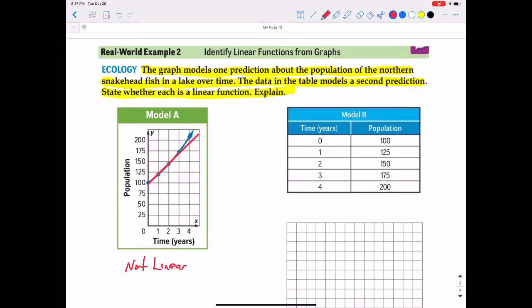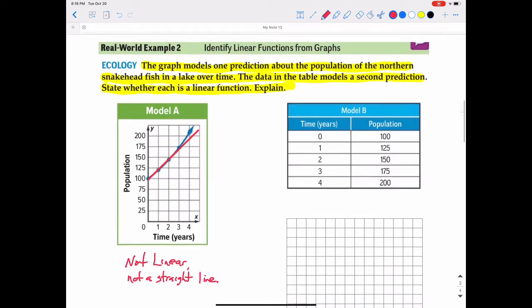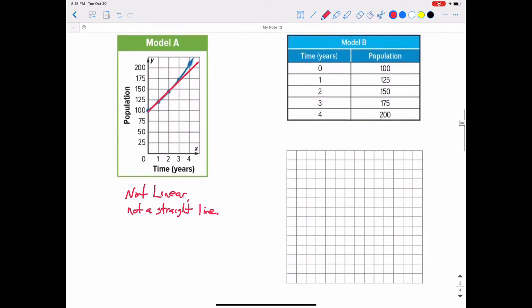And the reason it's not linear is you can see in the graph it is not a straight line. In the blue module B, we have a table, so let's just graph that in the coordinate plane down here below and see if it's going to be a straight line when we graph it.